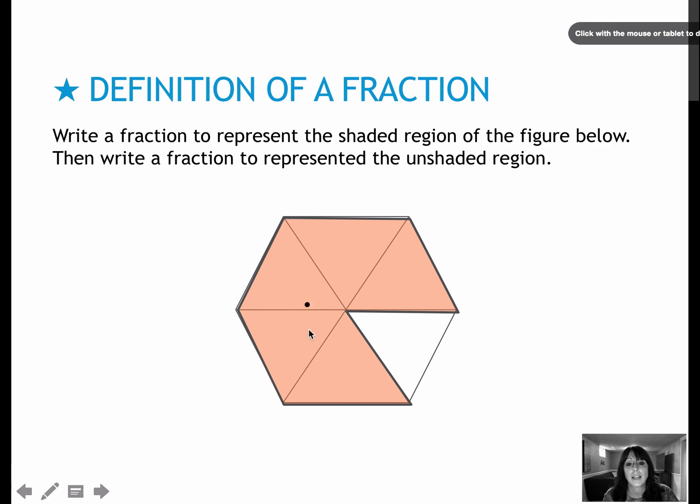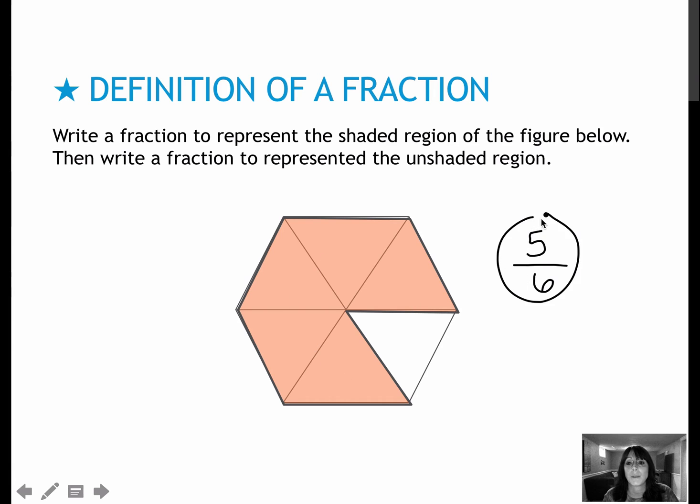This is a 6-sided figure broken into 6 spaces. 1, 2, 3, 4, 5, 6. That is my denominator. My numerator is how many are shaded. So 1, 2, 3, 4, 5 are shaded. 5 out of 6 is my fraction to represent this picture.